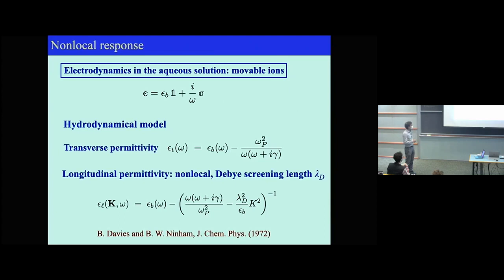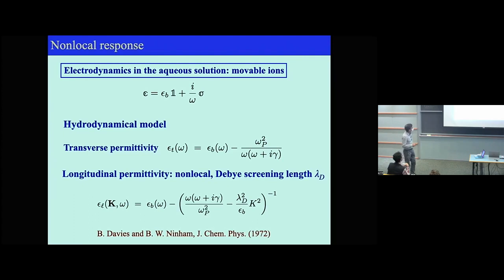What about the non-locality then, the spatial dispersion? It appears only in the longitudinal component of the tensor. And it's this term here, right? The K appears only here, and it comes with this characteristic length scale of screening that I was mentioning before, which is the Debye screening length.